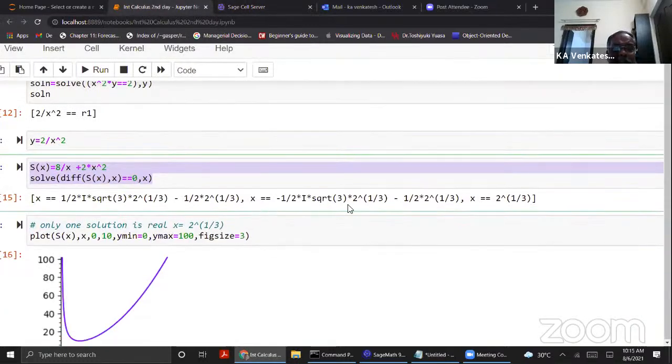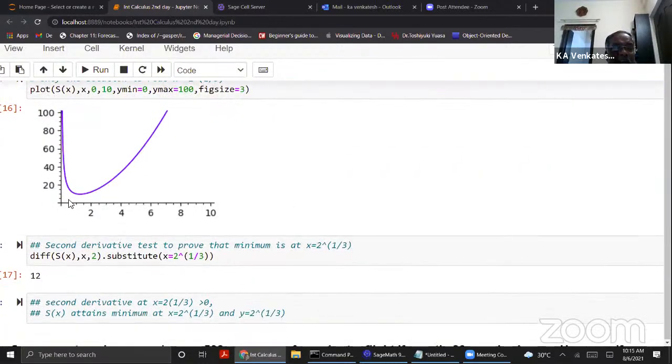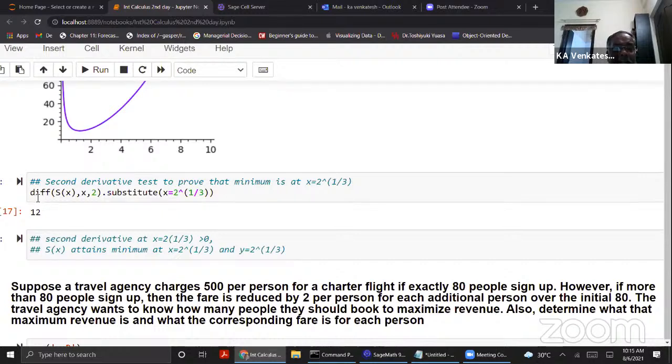This is just to confirm whether the root is 2 power 1 by 3. That is a graph I drew, which is not required. As I said, now we are computing the second derivative: differentiation of S of x with respect to x twice, dot substitute x equal to 2 power 1 by 3, gives 12. So this second derivative is 12, positive. Therefore, the function S of x attains its minimum at x equal to 2 power 1 by 3. So that value is given.